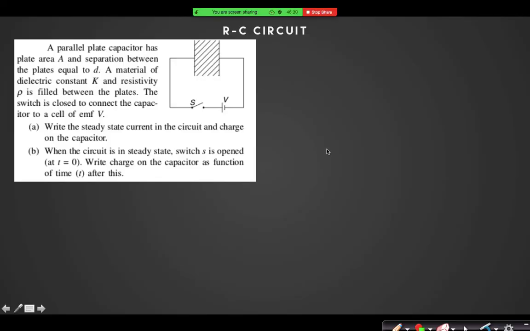First, try to solve this one. Parallel plate capacitor has plate area A, separation D, dielectric constant K, and resistivity rho filled between the plates. The switch is closed to connect the capacitor to a cell of EMF V. Write the steady state current in the circuit and charge on the capacitor.